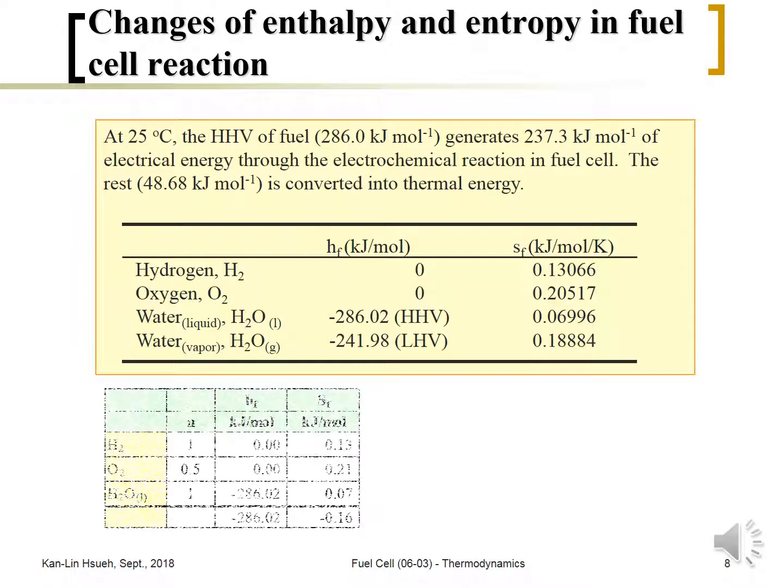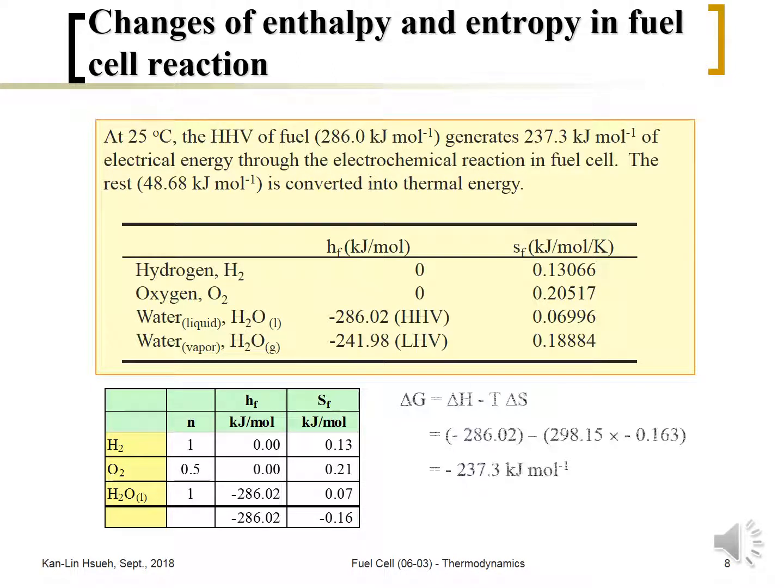So you can add all of these, the enthalpy here and the entropy here, multiplying by the same equation coefficients. You end up with delta H and delta S. Then substitute into that equation, and you can get delta G, how much the free energy change is for this electrochemical reaction.